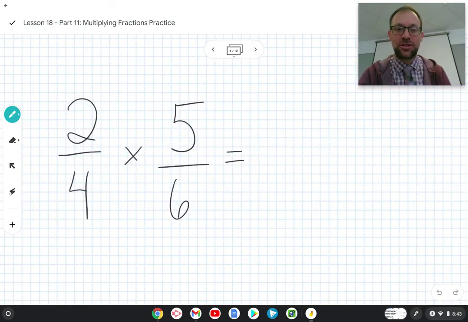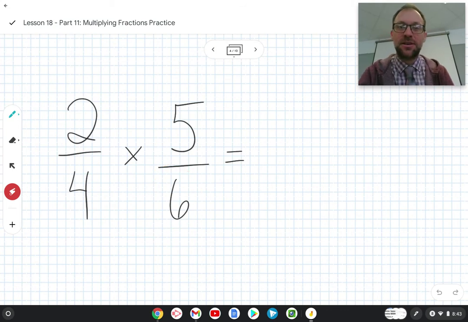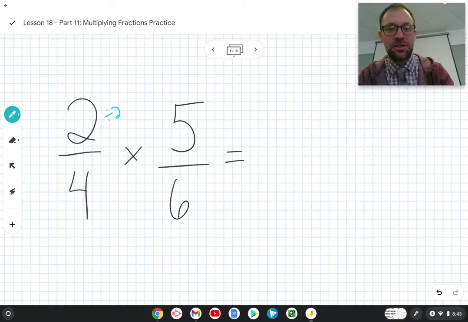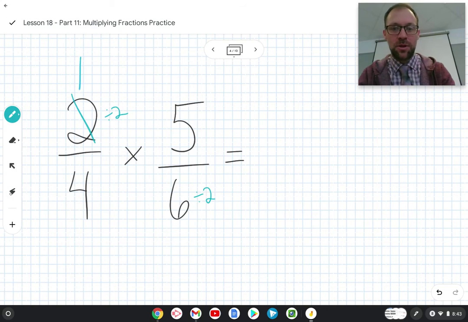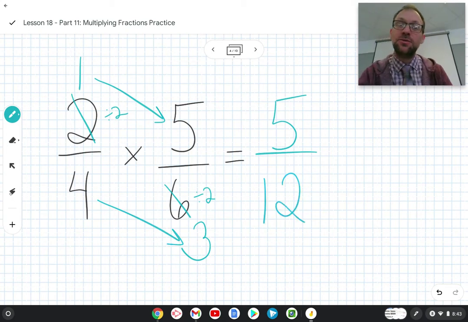Here we have two more fractions. Now, we see we can do a little bit of simplification. Let's do that. Let's divide the 2 by 2. Let's divide the 6 by 2. And we're going to get 1/4 and 5/3. And now we multiply numerators and denominators. 1 times 5 is 5. 4 times 3 is 12. And because we simplified first, using that old-fashioned word cross-canceling, right? Our product is already in simplest form.